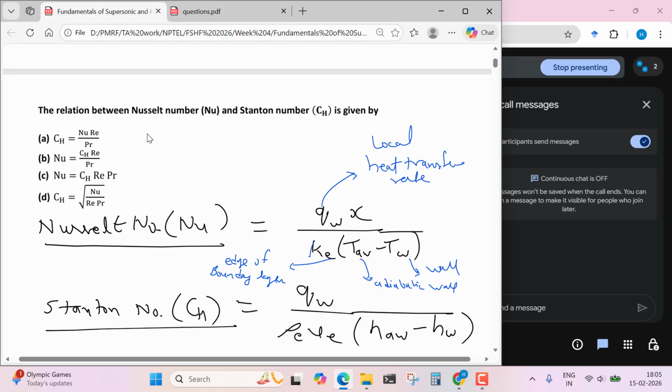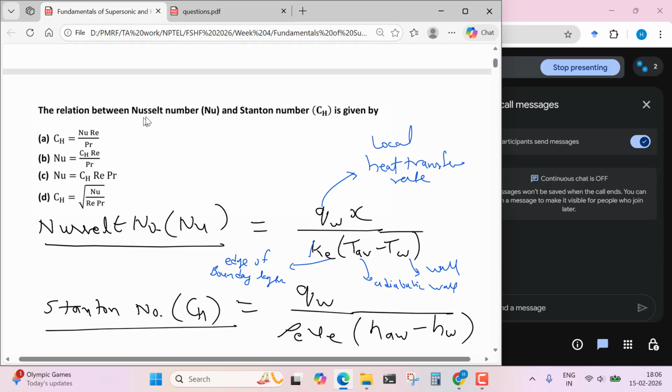The relation between Nusselt number Nu and Stanton number Ch is given by option A, Ch equal to Nu Re upon Pr, option B, Nu equal to Ch Re upon Pr, option C, Nu equal to Ch Re Pr, and option D, Ch equal to under root Nu Re Pr. So how to solve, what is the relation between these numbers?